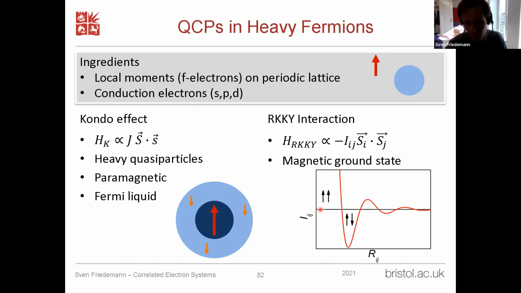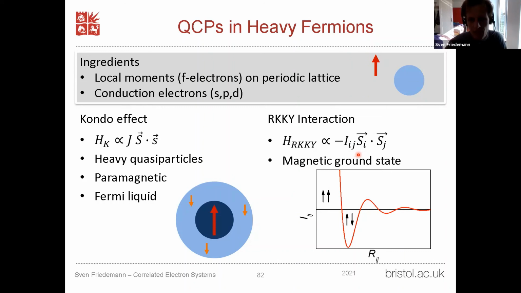So the conduction electrons, of course, mediate what's going to happen if you've got two local moments that sit at a certain distance apart, and at short distances, it will give you a ferromagnetic alignment, then antiferromagnetic, ferromagnetic, and so on. And that will mean the sign of this interaction I is going to flip. But the important bit is that it wants to give you some magnetic ordered state where the local moments are going to be ordered either ferromagnetically or antiferromagnetically.